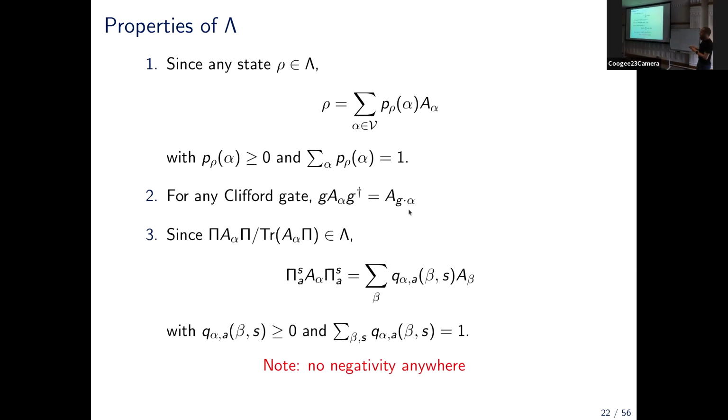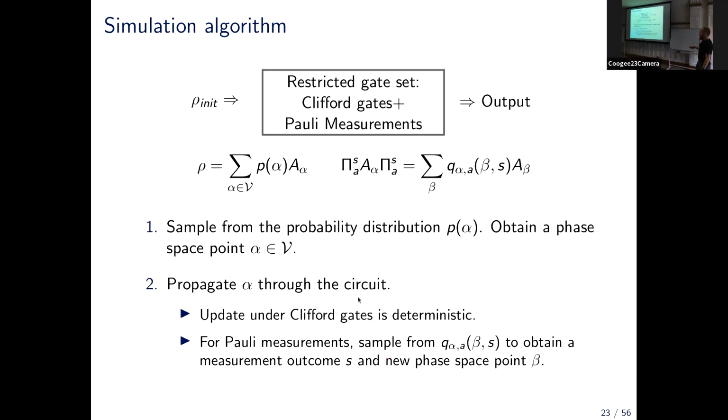Vertices map to other vertices under all Clifford gates, and vertices map to probabilistic combinations of vertices under all Pauli measurements. So there's no negative probabilities required anywhere. This is the key thing that sets this model apart from the previous models. The one thing we're giving up here is that we don't have guarantees that these update rules can be efficiently computed. I'll say more about efficiency later on.